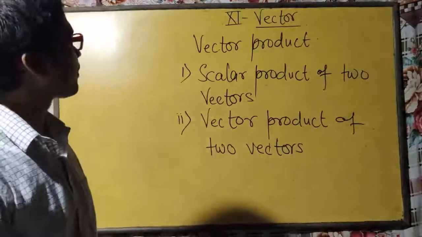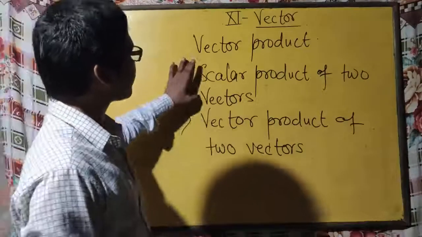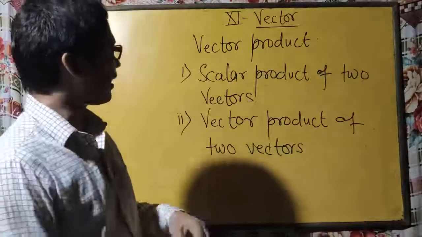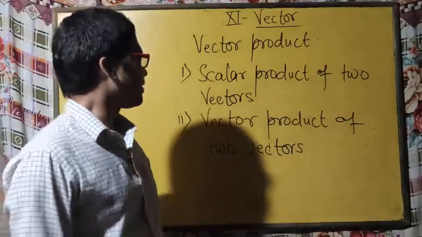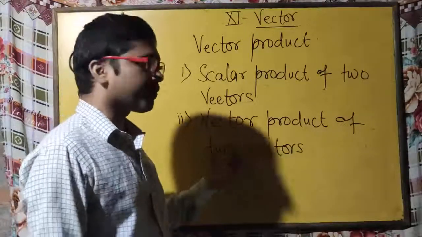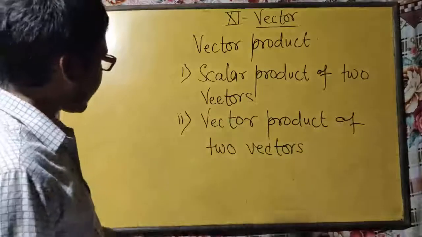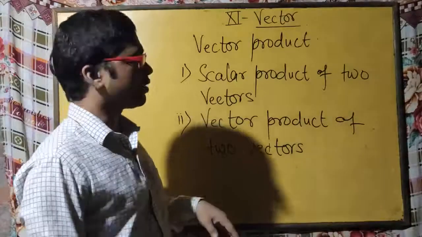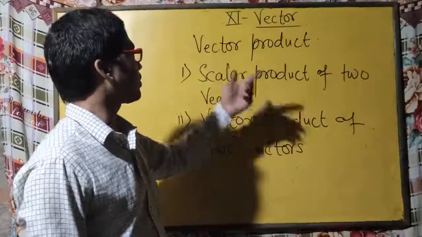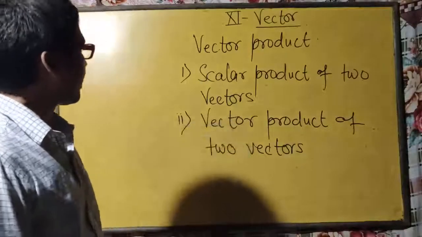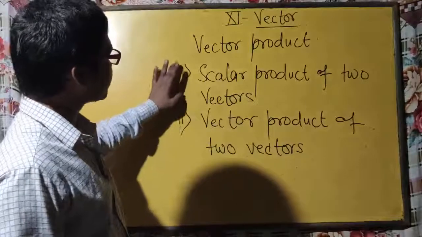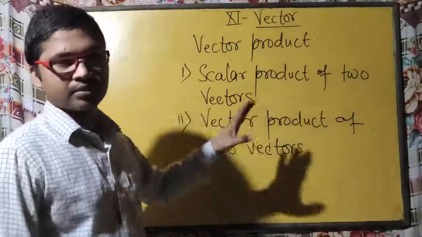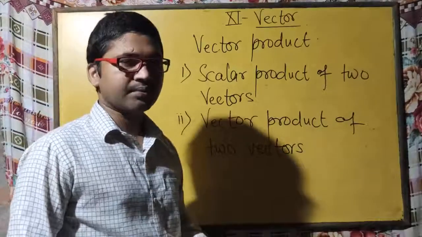First we will discuss the scalar product of two vectors, then its characteristics, and after that some applications. Then we will start the vector product of two vectors and its characteristics and uses. If you want to write it down, you can do it. I am going to erase these things and we will start the scalar product of two vectors. Okay, so let us start.